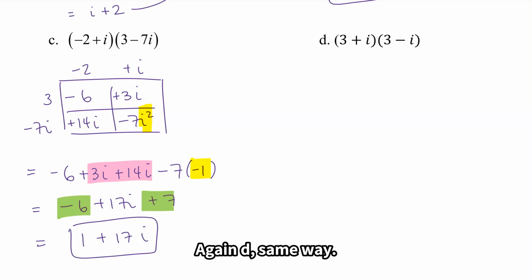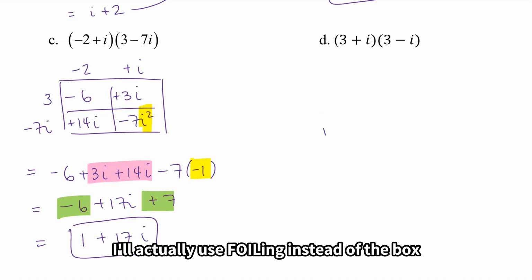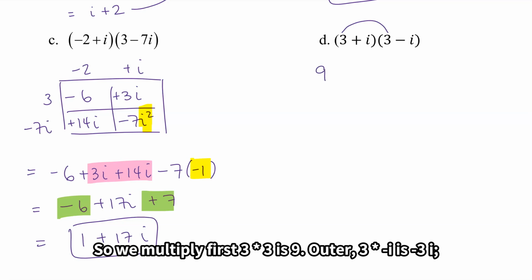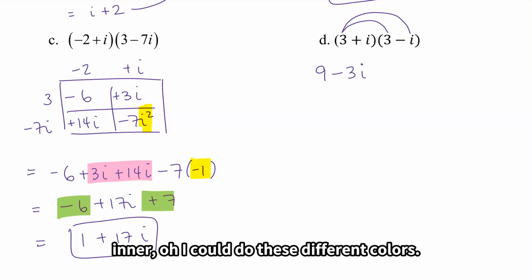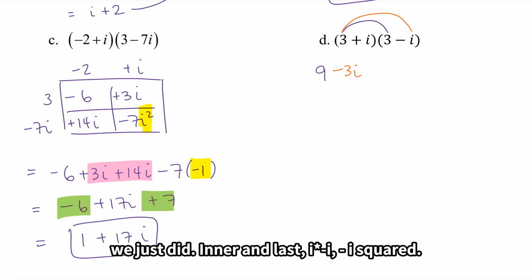Again, D, same way. FOIL, distribute, draw a box, whatever multiplication technique you want. And for this one, I'll actually use foiling instead of the box, just to be different. So we multiply first. 3 times 3 is 9. Outer, 3 times negative i is minus 3i. Inner, I could do these in different colors. Let's do that. First, outer, we just did. Inner, and last, i times negative i.